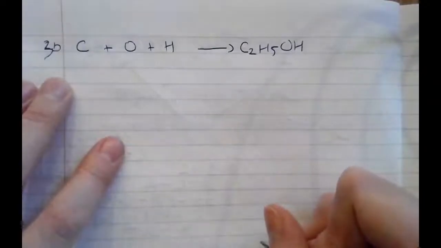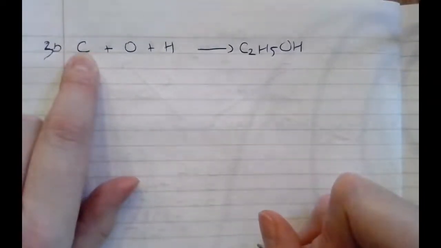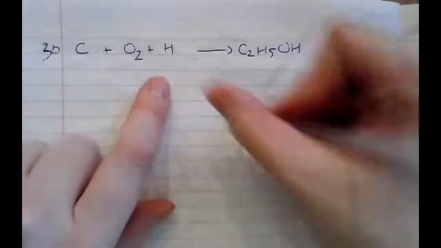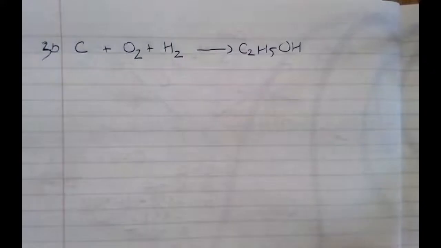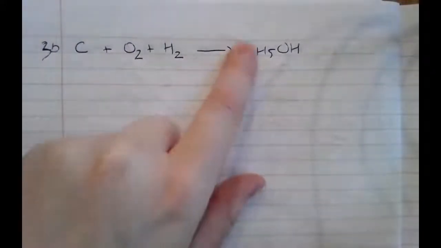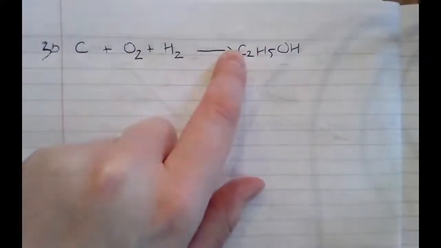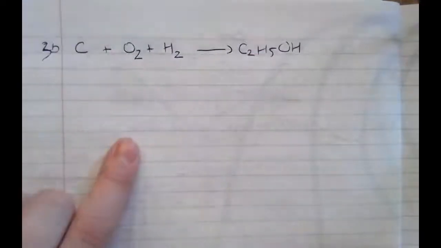So C, O, and H, but if they're diatomic, you do need to include that. So carbon is not diatomic, so I leave it as C. Oxygen is diatomic, so I write it as O2. Hydrogen is diatomic, so I write it as H2. That's my equation. I need to balance it. And again, when I'm balancing it, I can't put any numbers on the right-hand side because I can only be forming 1 mole. All the numbers must go on the left.